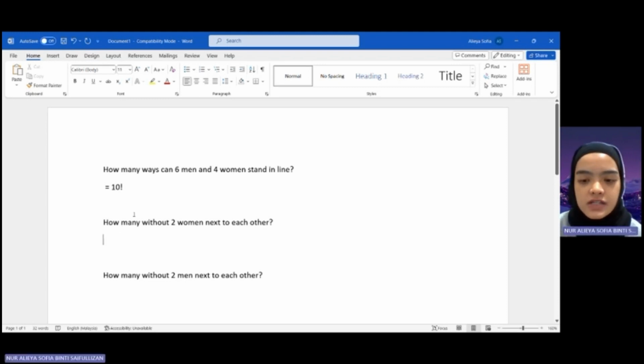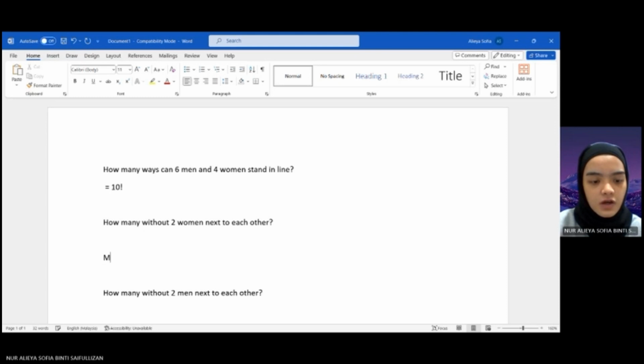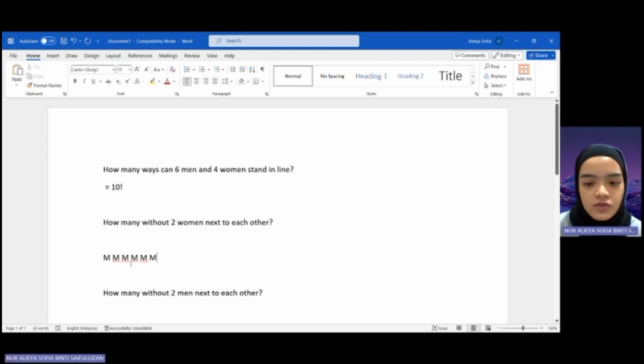The second part is a little bit more specific. We don't want two women to be next to each other. How many arrangements are there without two women next to each other? How do we do this? First we order the 6 men. I'm going to draw our 6 men here: 1, 2, 3, 4, 5, 6. That's going to be 6 factorial ways to order the men.